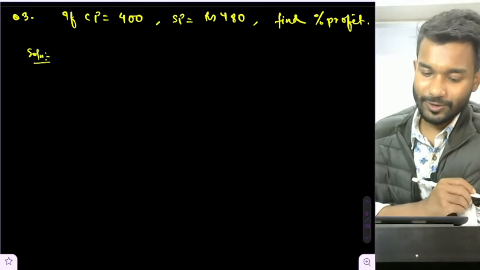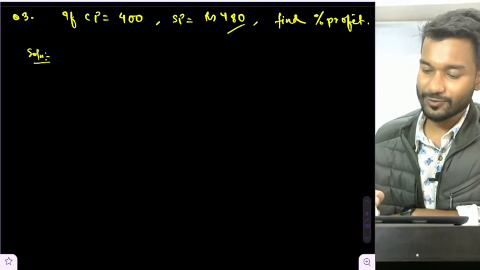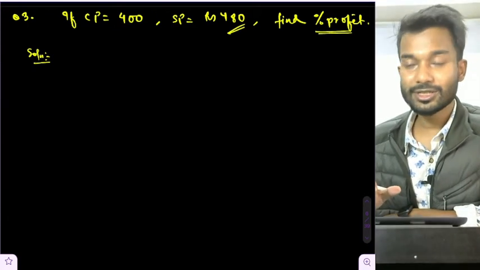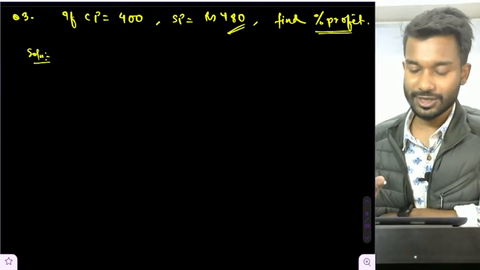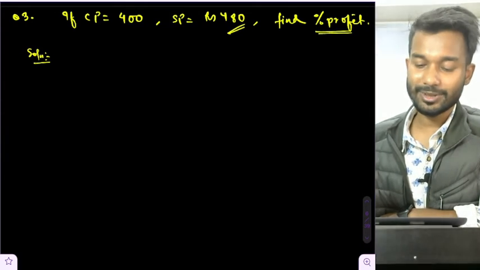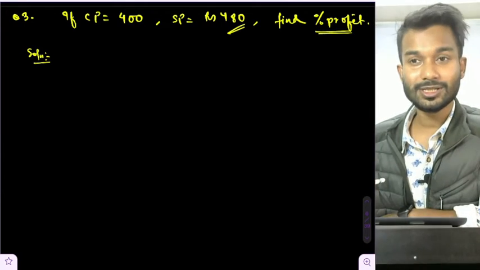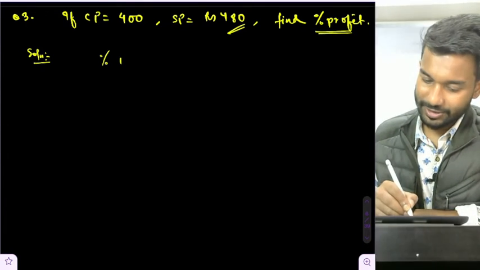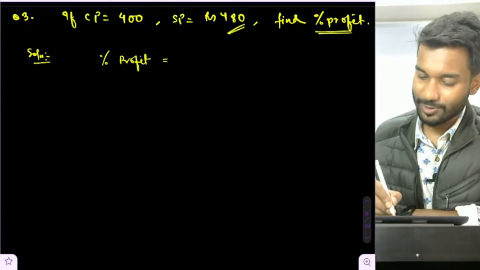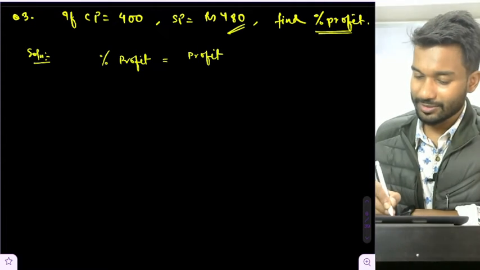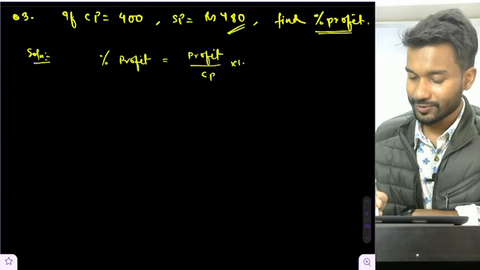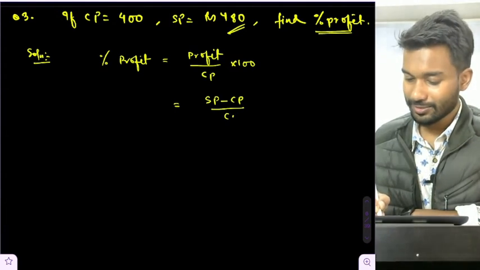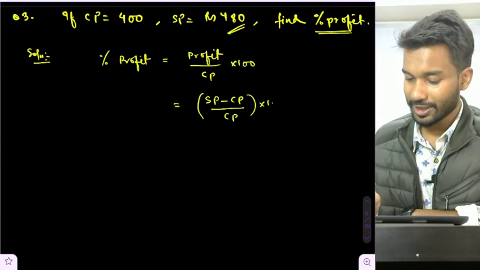What is said? Cost price is 400, selling price is 480. Find percentage profit. Now in this question, both the conditions are not satisfied. And if both the conditions are not satisfied, then you cannot apply that formula, cost price this side, selling price this side. So what we'll do here, they're asking what is percentage profit. We know the formula for percentage profit is equal to what? Profit upon cost price into 100. Profit means selling price minus cost price by cost price into 100.